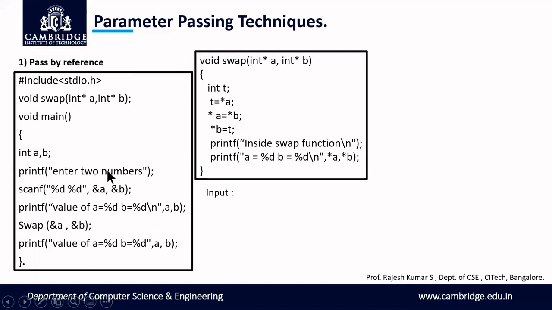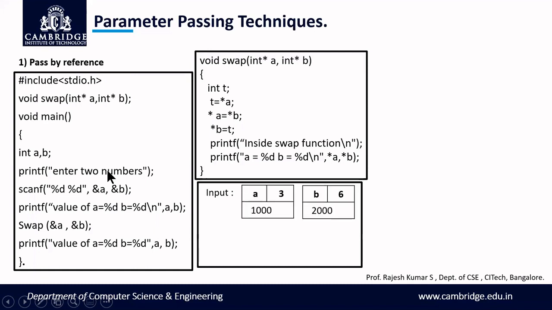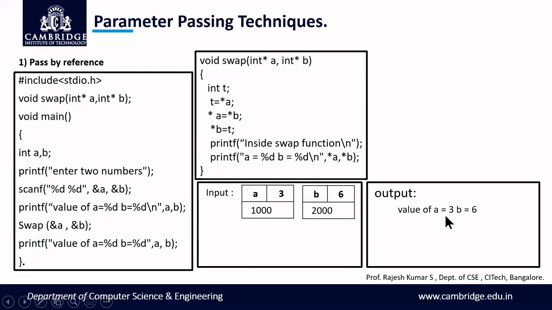Enter the two numbers. For example, I've entered two numbers. I'm just showing the address also for better understanding. A value is 3, B value is 6 has been entered. As we know, A will have its own address, B also will have its own address. Here the assumed addresses are 1000 and 2000. Next, I'm printing the value of A and B. A value is 3 and B value is 6. It's been printed.